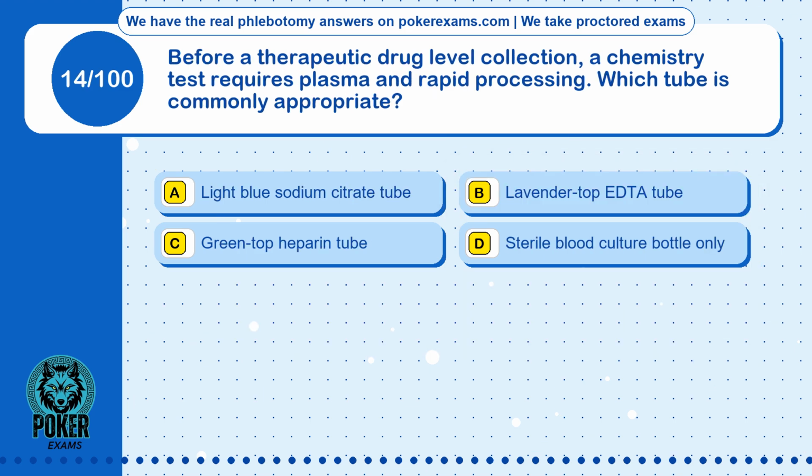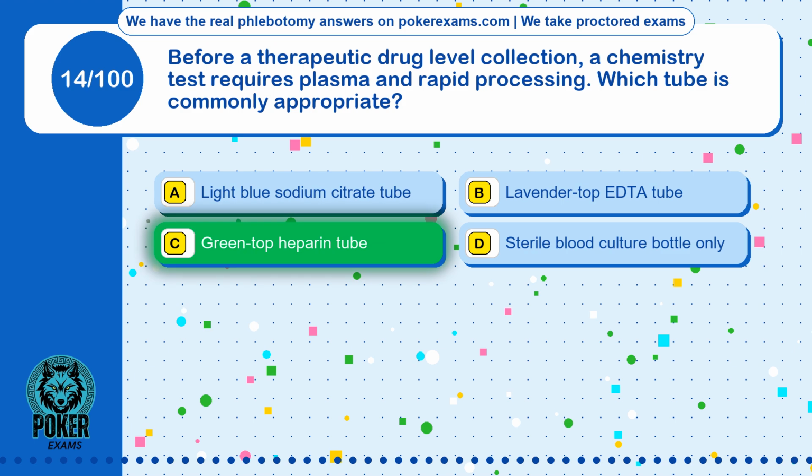Question 14. Before a therapeutic drug level collection, a chemistry test requires plasma and rapid processing. Which tube is commonly appropriate? Option A, light blue sodium citrate tube. Option B, lavender top EDTA tube. Option C, green top heparin tube. Option D, sterile blood culture bottle only. The correct answer is option C.